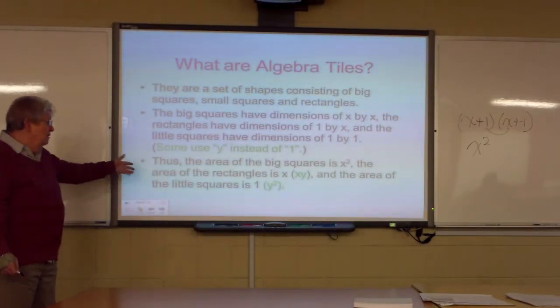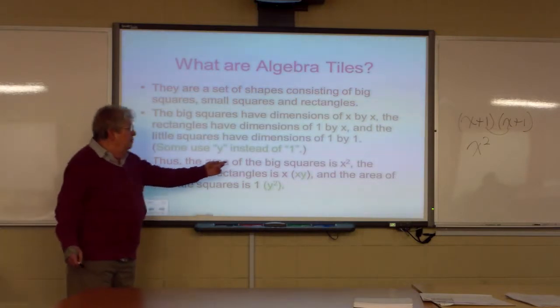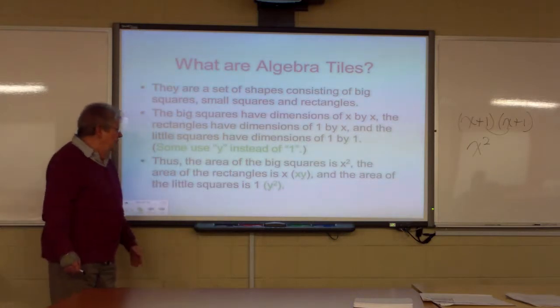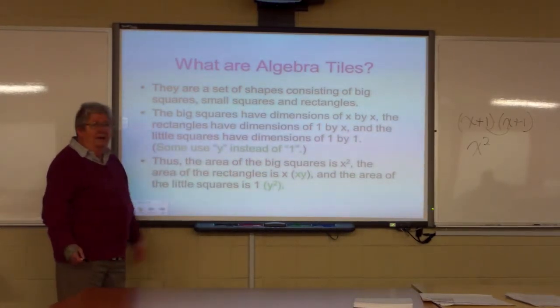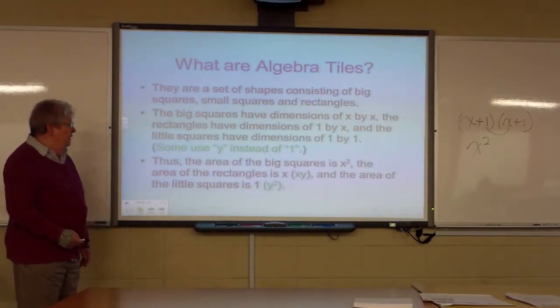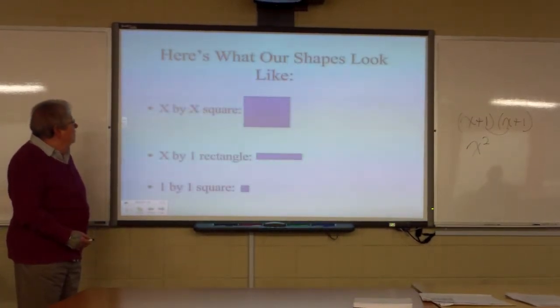Basically it depends on how we look at it. The area of the rectangle is going to be 1 times x, or just x, or it could be xy, depending on how you're defining it. And the little squares are 1 or y squared. So it just depends on how you want to define it, and obviously you have to make that pretty clear in the beginning.